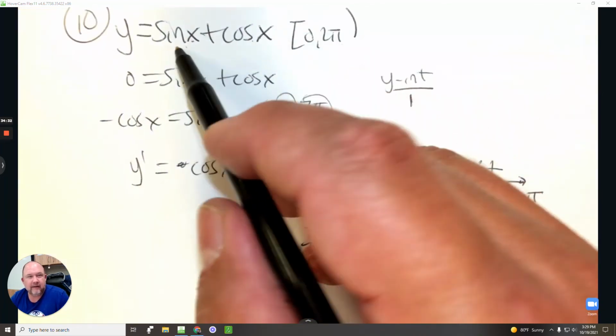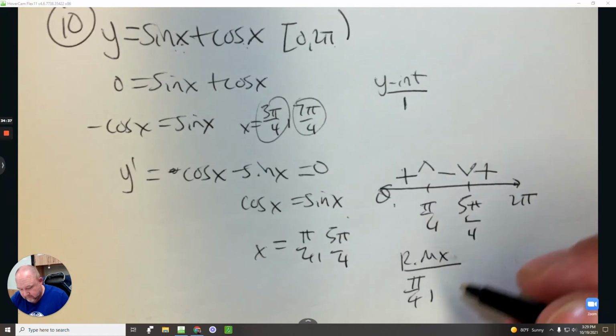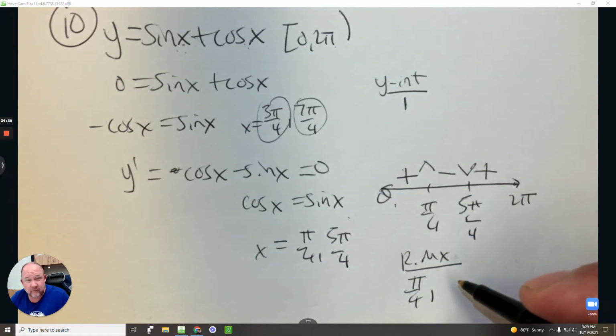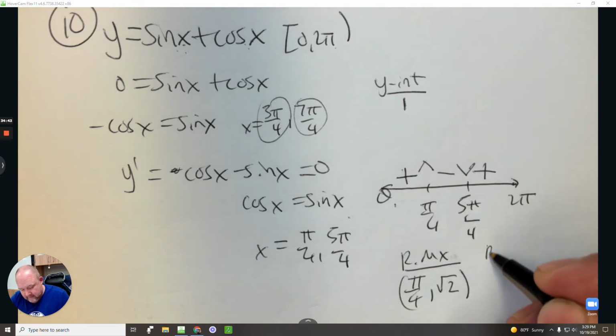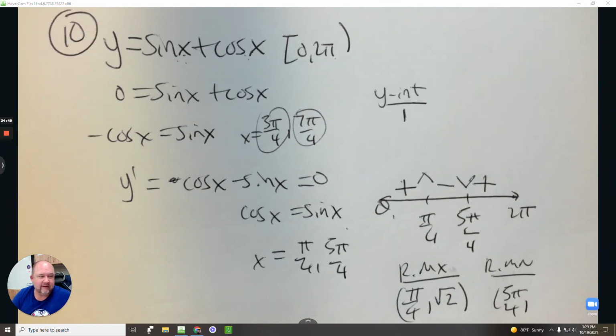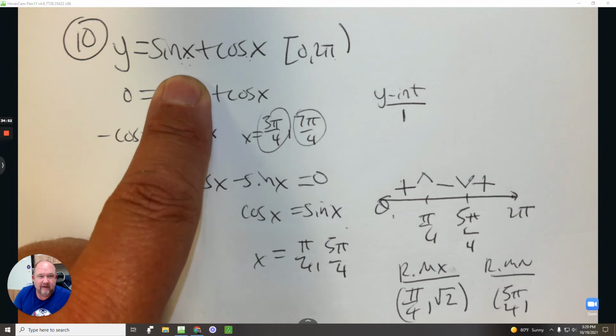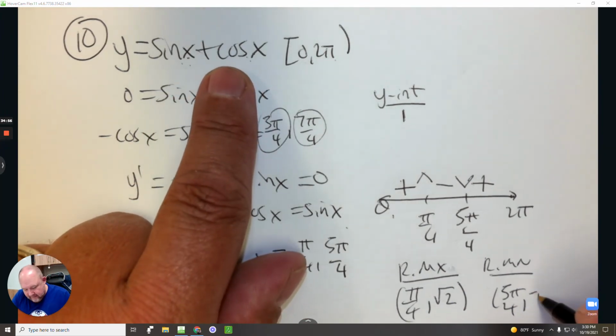So if I plug pi over 4 into here, I get root 2 over 2 and root 2 over 2, which is 2 root 2 over 2. 2's cross out. It's just root 2. For the minimum, it's at 5 pi over 4. And that's negative root 2 over 2 and negative root 2 over 2. That simplifies to just negative root 2.